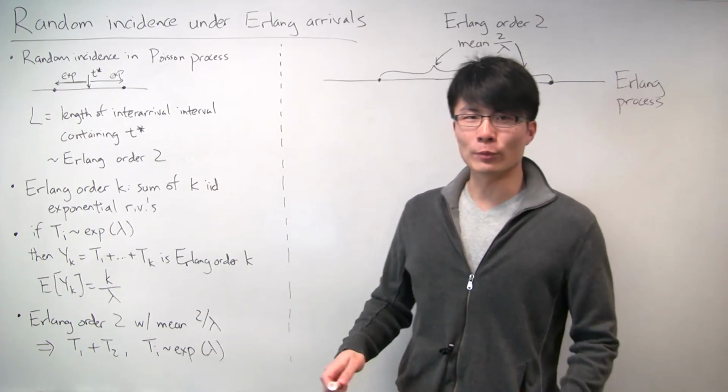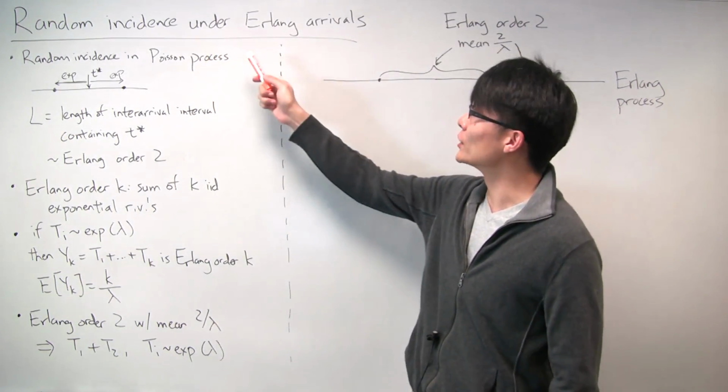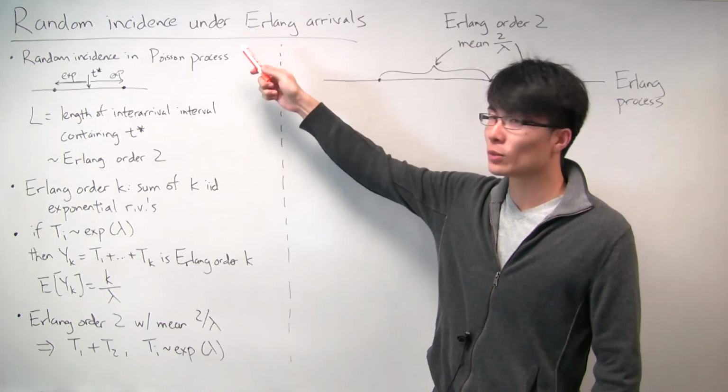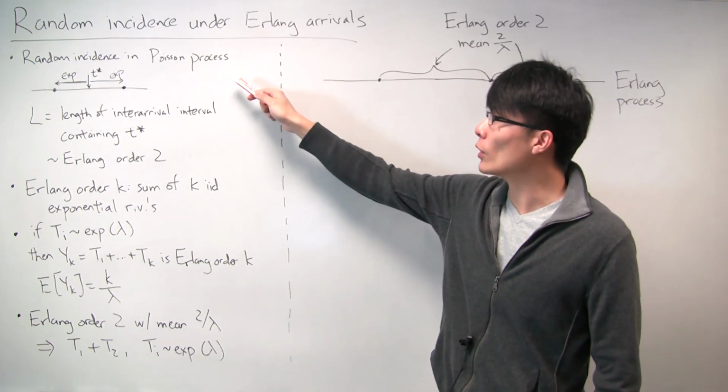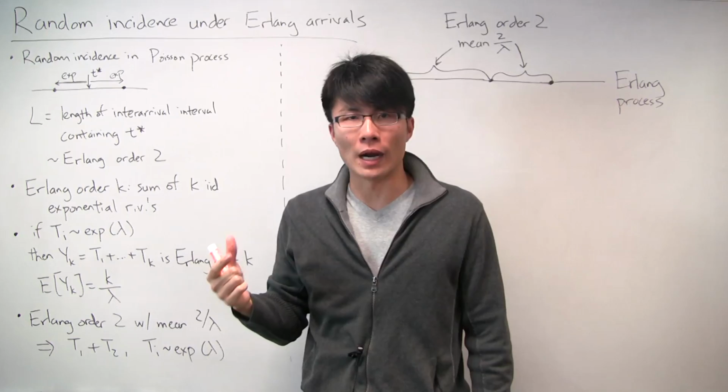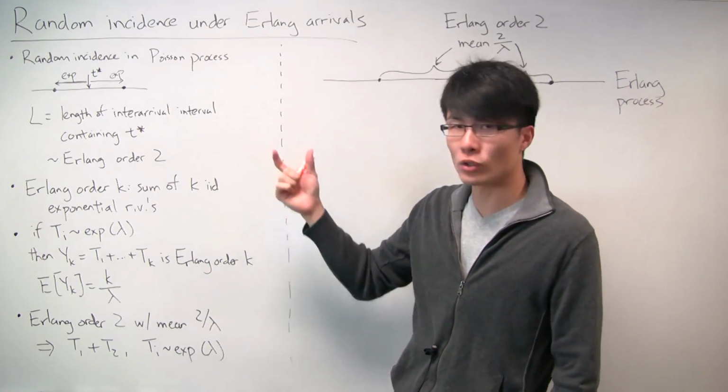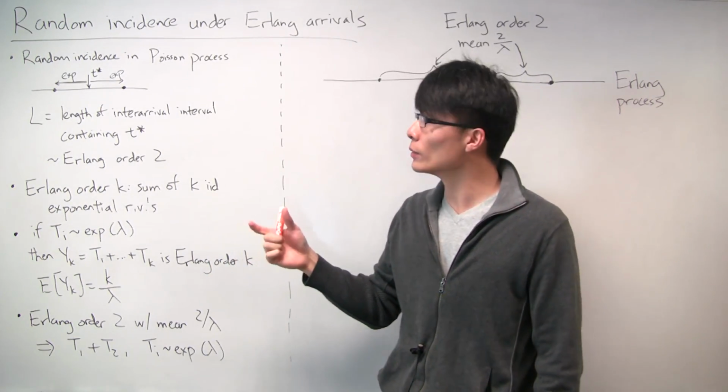Hi, in this problem we're going to look at random incidents under Erlang arrivals. First, let's parse what that means. In a Poisson process, remember the times between arrivals, or the inter-arrival time, is distributed as an exponential random variable.